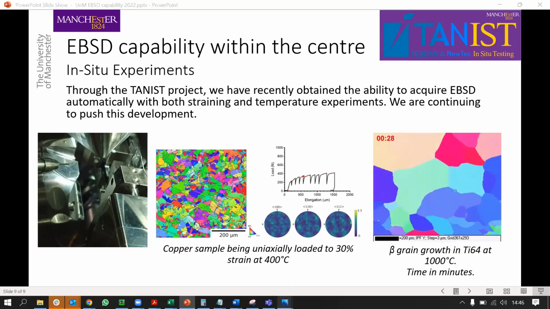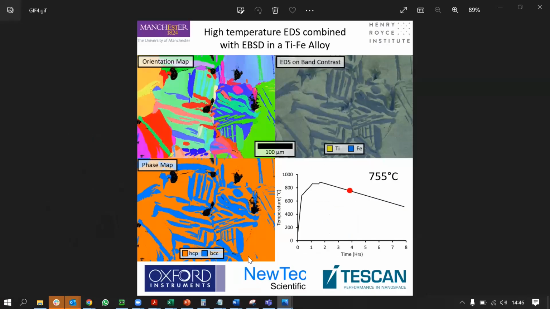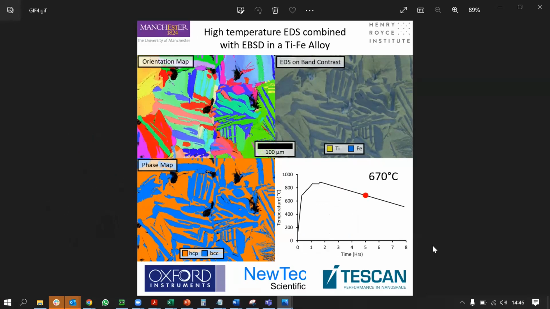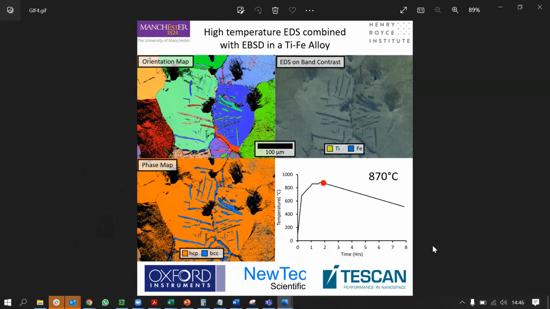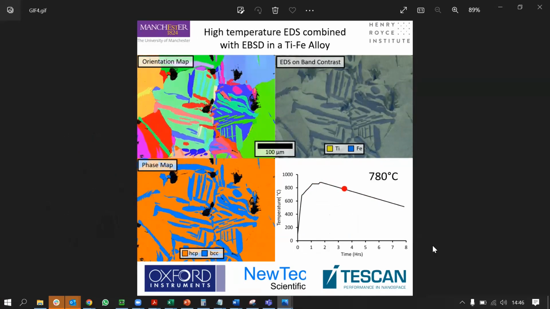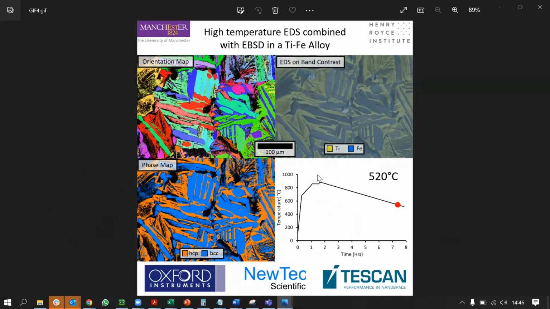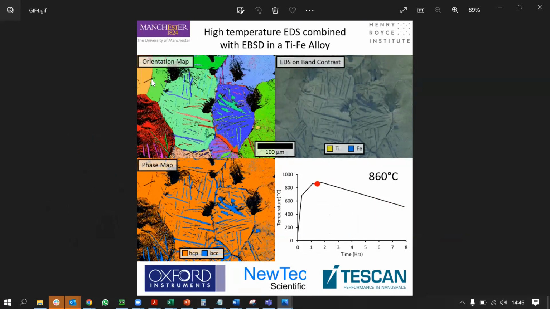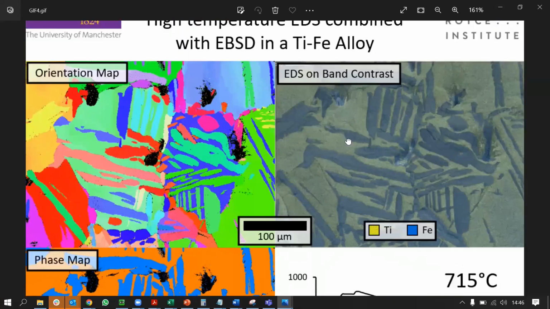Finally, I'm going to leave us on a GIF that I haven't integrated into the presentation because we only acquired it last week. And this is fairly novel because this is EDS at high temperature. So here we have simultaneous EBSD, EDS with high temperature. We go up to about 880 degrees. In this top left image, we can see the beta grain growth, especially in the left-hand corner.